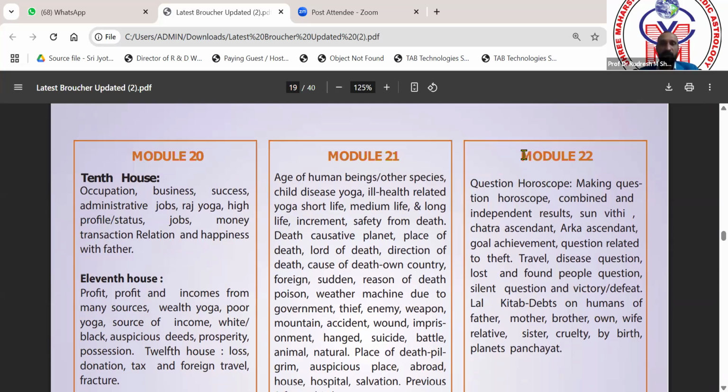And module 22, one of the interesting topics, is on the question horoscope, where you will be able to understand if the person does not have the proper time of birth or date of birth, or doesn't have a horoscope. So those kinds of questions could be answered with the remedial measures through the Lal Kitab, right?